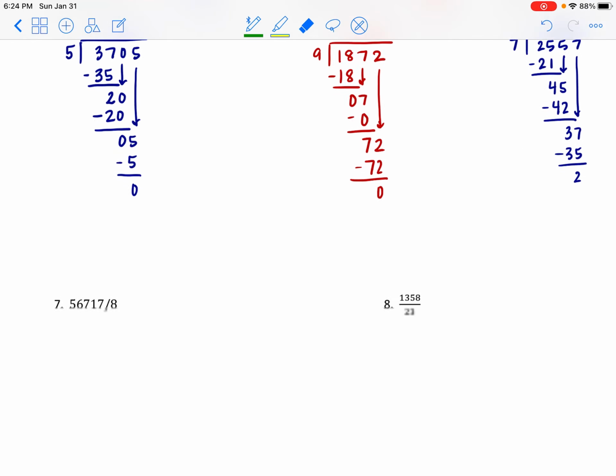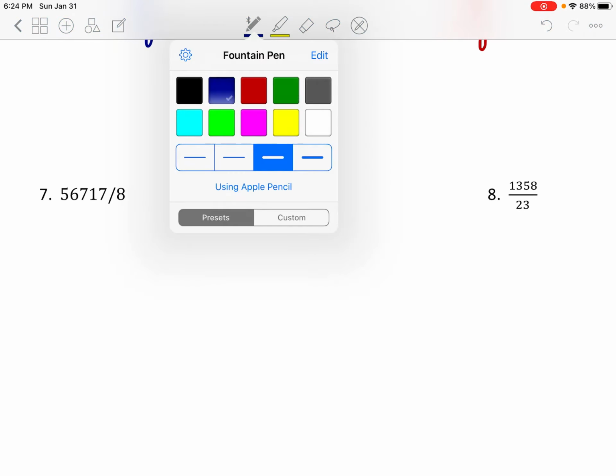All right, let's try another. Ooh, a bigger number this time. So we're looking at 8 into 56,717. And all right, so we'll start here. 8 goes into 56 7 times. So 7 times 8 is 56. When I subtract, I get 0.